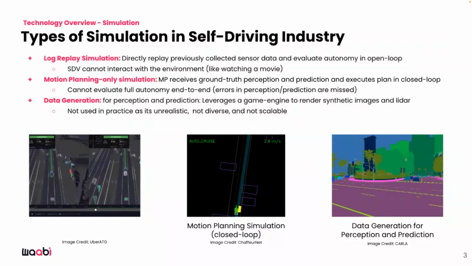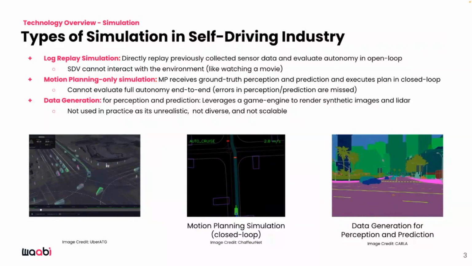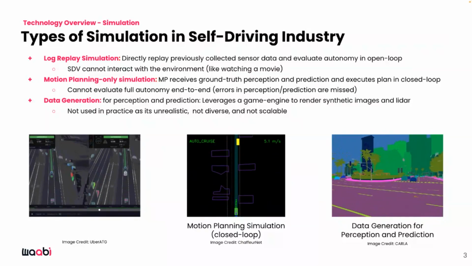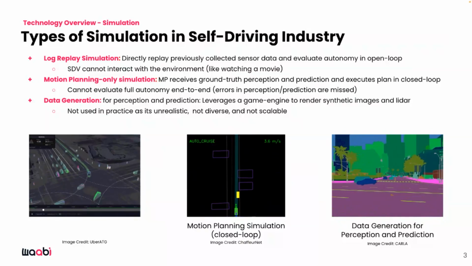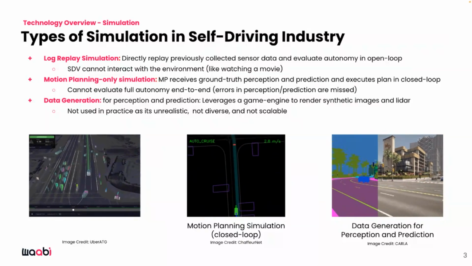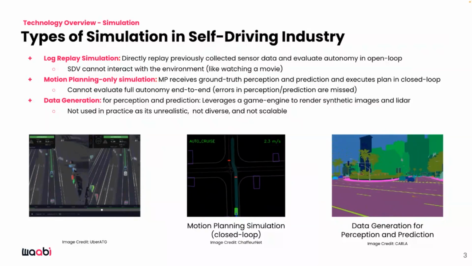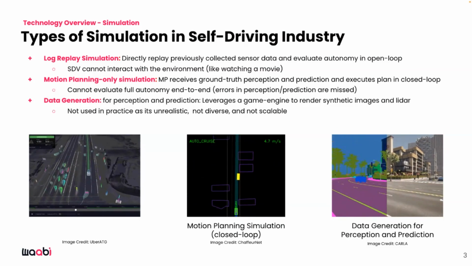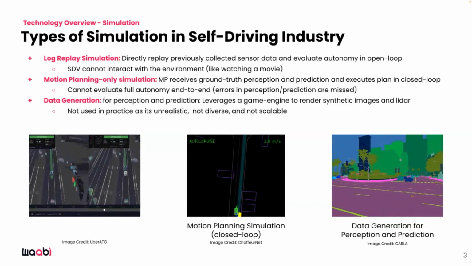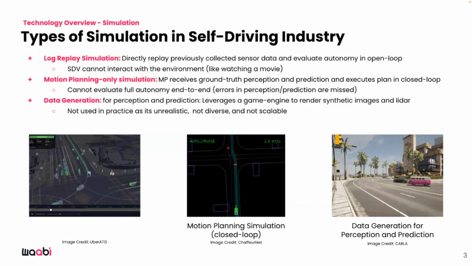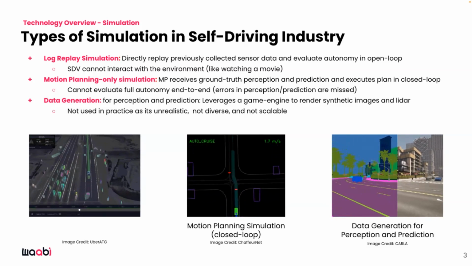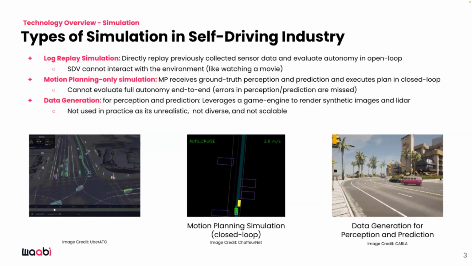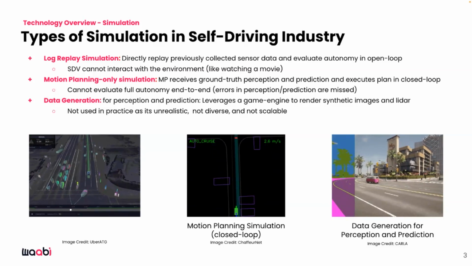First, there's log replay simulation. So this is where you have a self-driving vehicle, it's driving in the real world, it collects sensor data, which is LiDAR and camera, and it stores it into a log. And then you can take that data and play it back to the autonomy system. The autonomy system can run that data and then generate outputs. So this is kind of like watching a movie. You're just absorbing the data, outputting it. But then autonomy outputs such as motion plans can't actually be executed by the autonomy system because you already captured the data. So it's only log replay. This is called open loop evaluation.